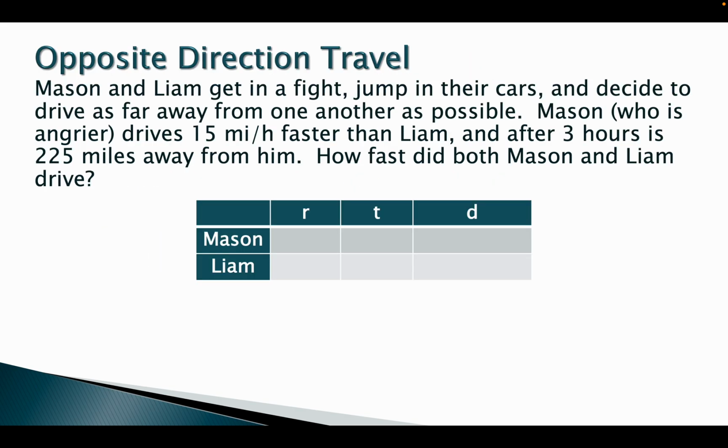Our last example is a bit different from the first two. Pause if you want to read it to yourself. We know that in this case we aren't given the speed, so we are going to use r for Liam's speed and r plus 15 for Mason's speed since he is going faster than Liam. We do know in this case that both of them drive for 3 hours.